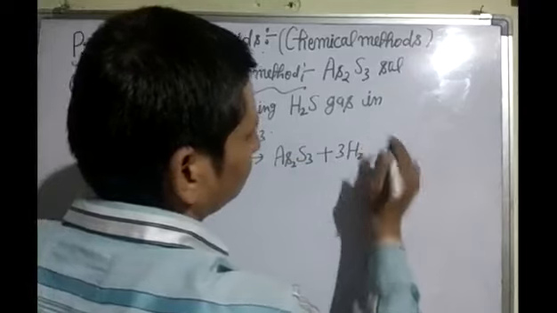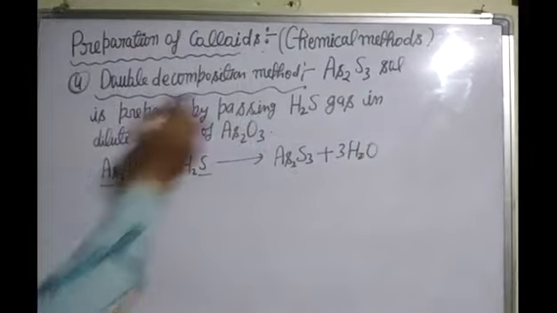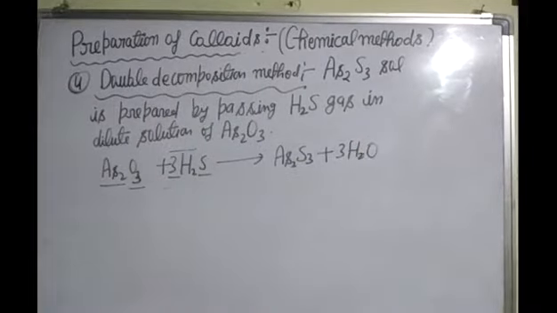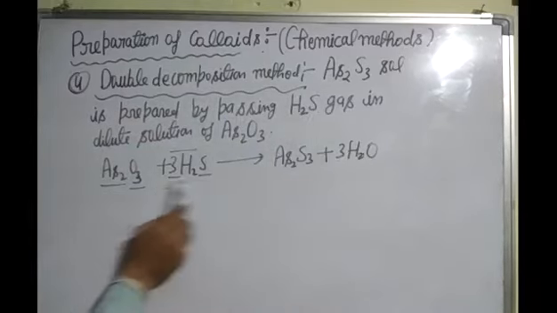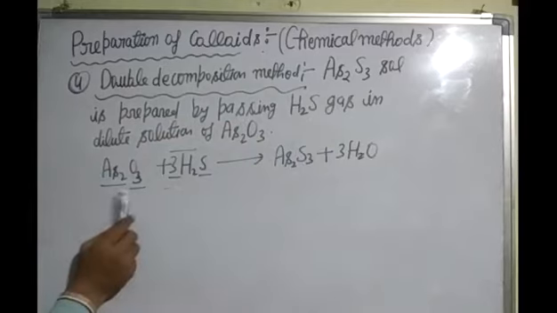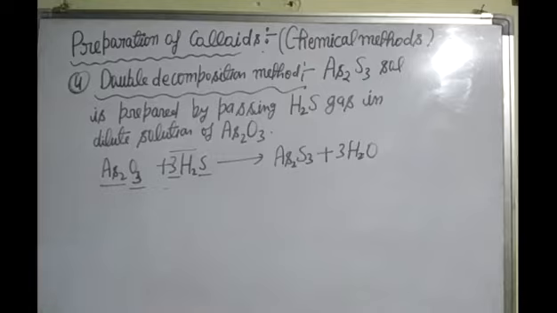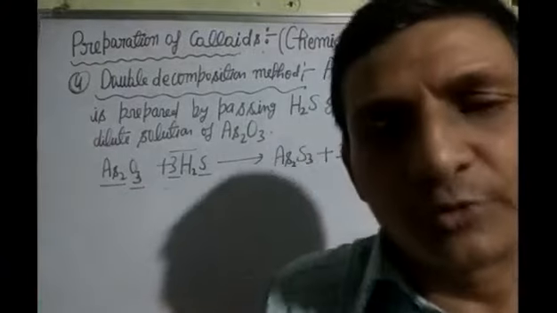Last time, double decomposition method. Arsenic sulfide sol is prepared by passing hydrogen sulfide gas in a dilute solution of arsenic oxide. Okay. So this is the double decomposition method.